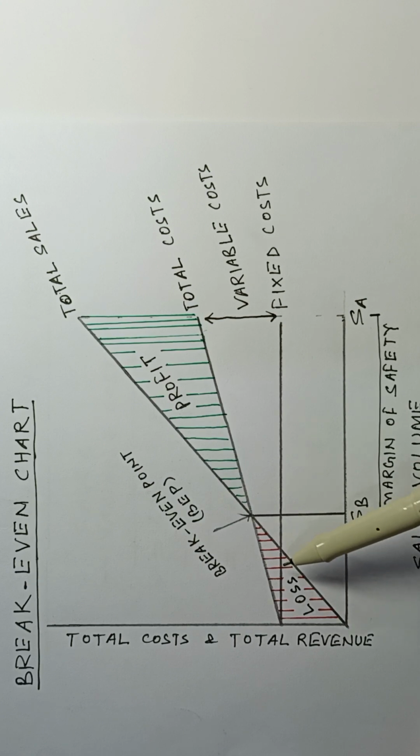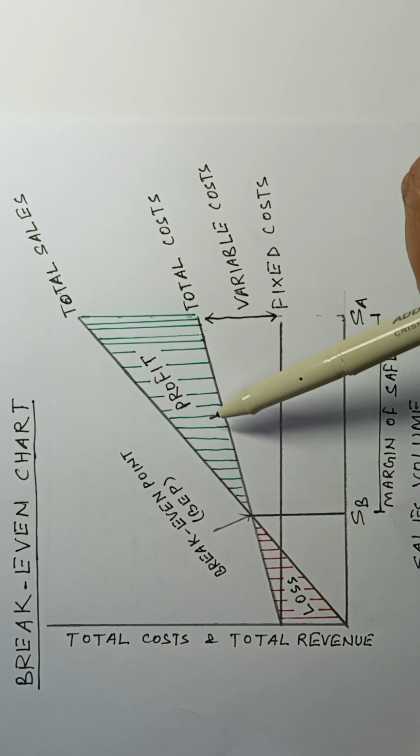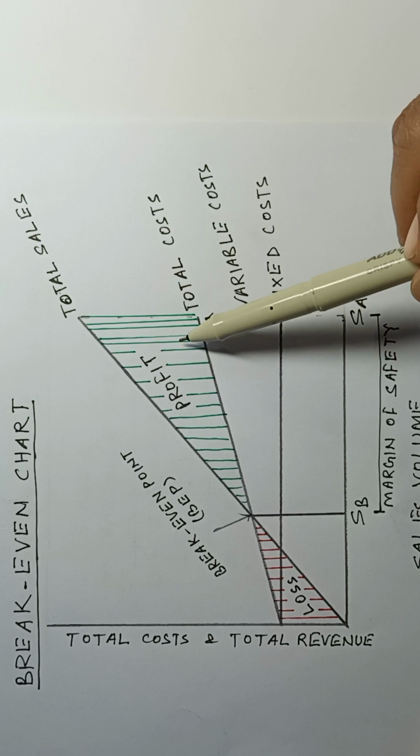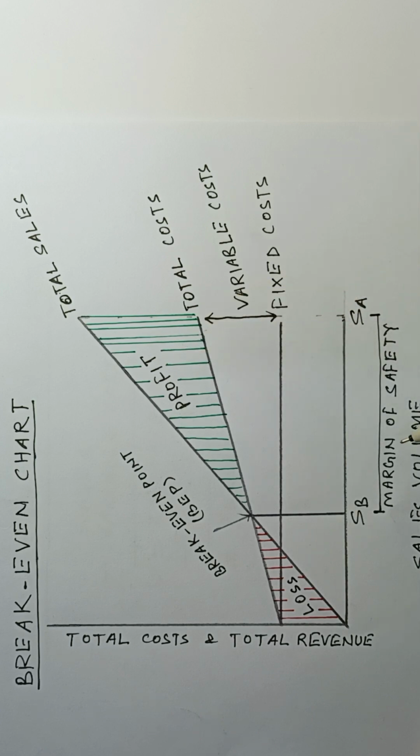Here the red shaded region shows loss and the green shaded region shows profit. Here I have denoted SA means actual sales and SB means sales at BEP. The difference between SA and SB means SA minus SB, we will get margin of safety.